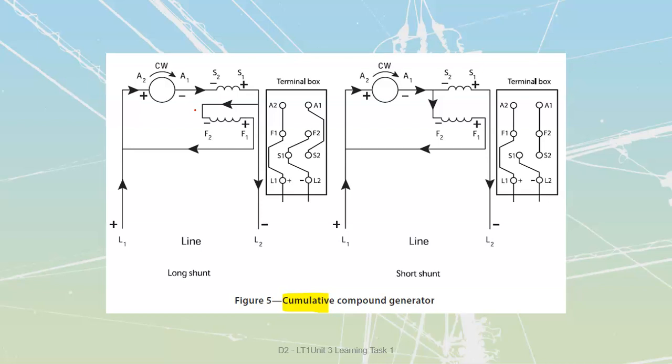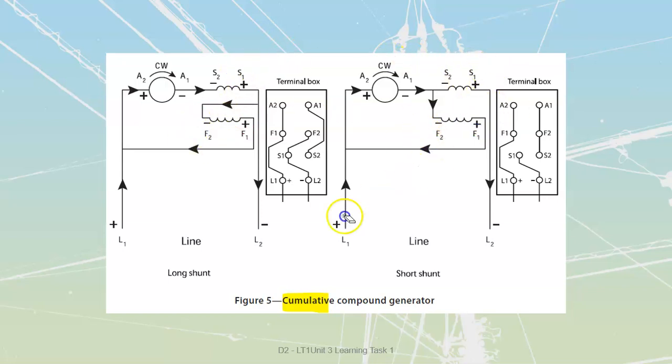Let's start with the cumulative compound, because the cumulative compound is going to be my more common one. We also consider that the shunt field is going to be my main field. We're going to have a makeup amount of flux that we take in from these. In other words, we're going to use that series field as more of a compensating field than as a main type of field.